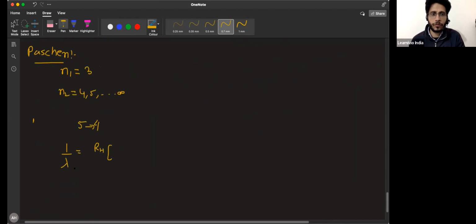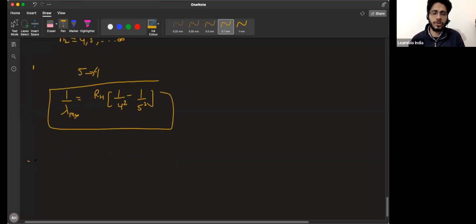So here your wavelength will be maximum. 1 by 4 square minus 1 by 5 square. And Paschen will lie in the infrared region of your spectrum.